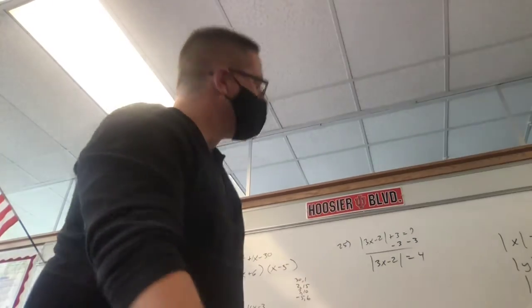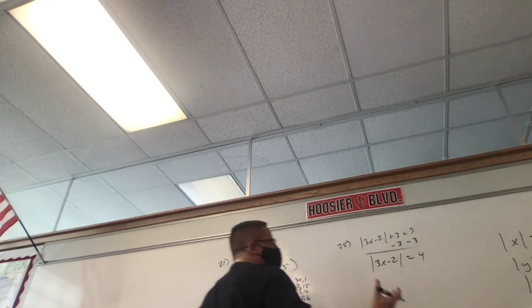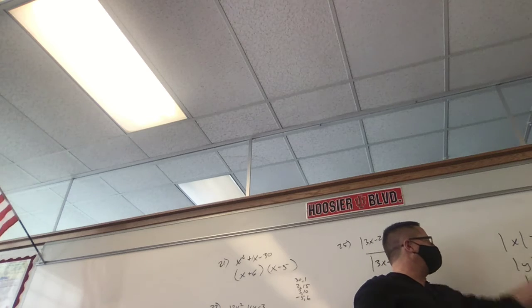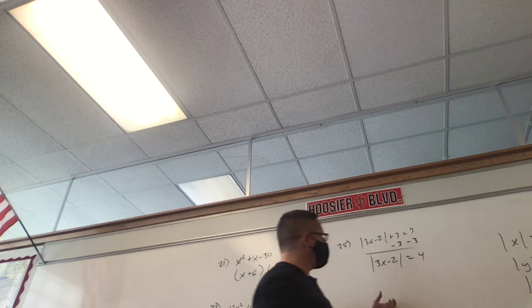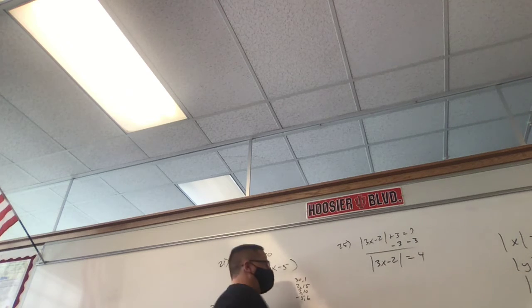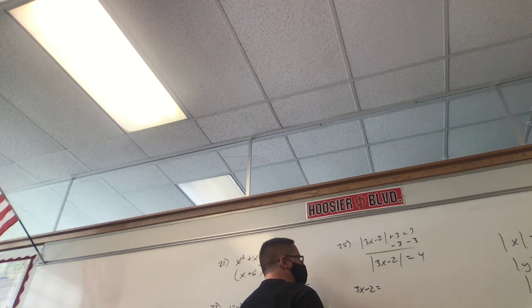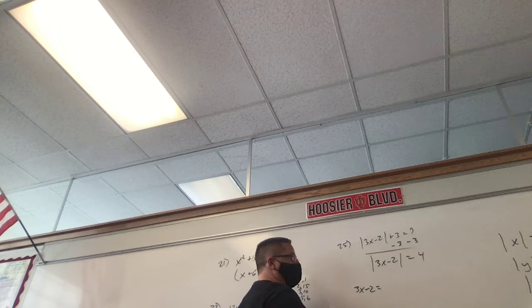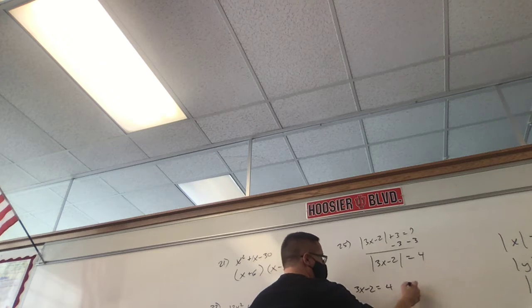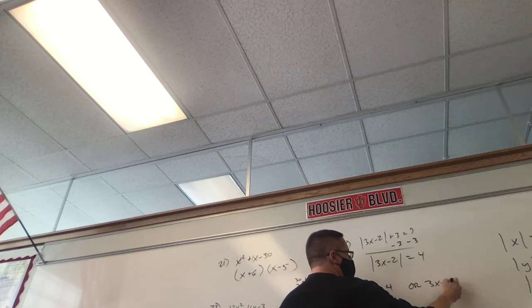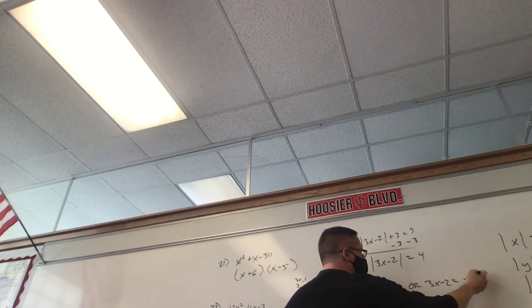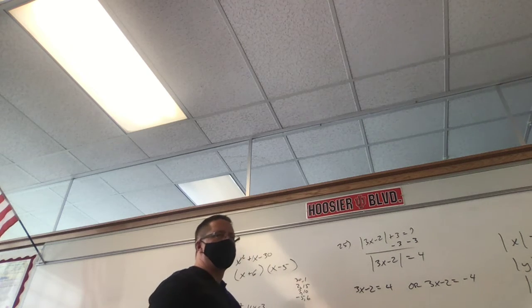Okay, so let's do that then. What I just said a second ago is what's in the absolute value can be what's outside it or its opposite. So what's inside the absolute value here? 3x minus 2 could equal what? Could equal 4. Or 3x minus 2 could equal what? Negative 4.